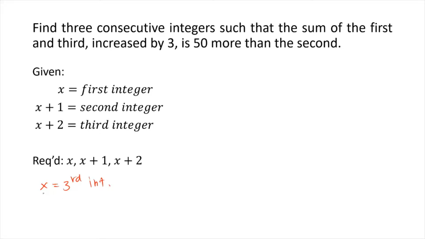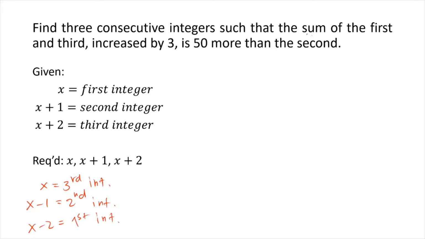If the third integer is x, therefore the second integer is 1 less than x. So that would be x minus 1, the second integer. And then the first integer, of course, is x minus 2. So to solve for x, we set up the same equation based on the conditions.